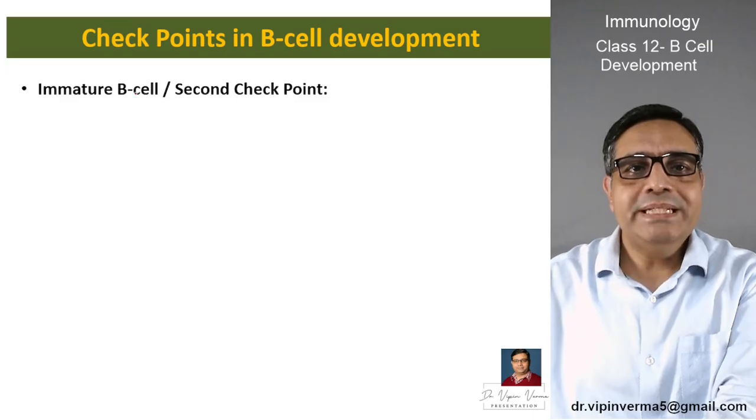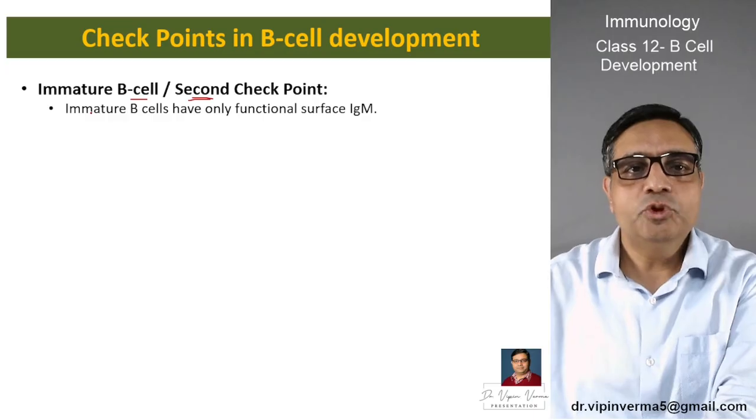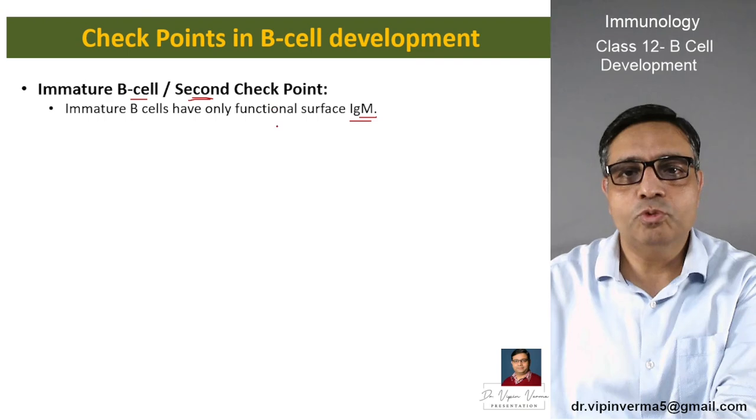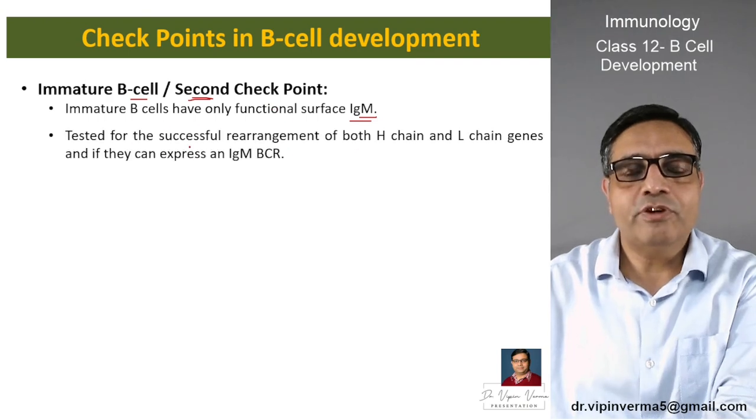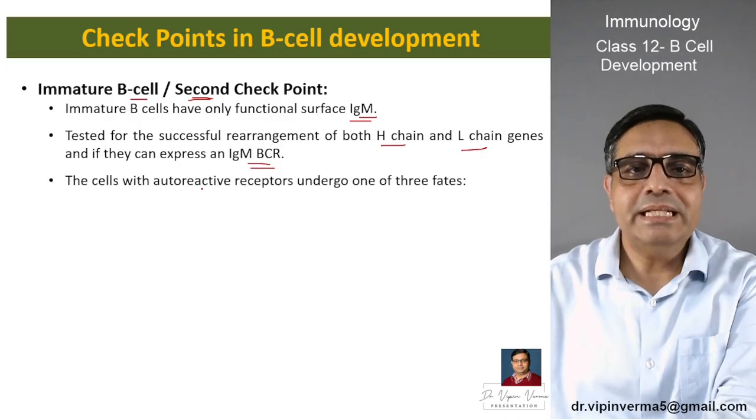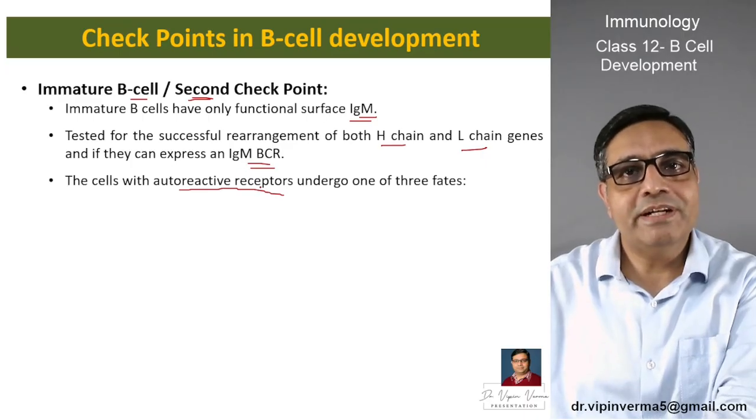Now, immature B cells also have the second checkpoint at this particular stage. Immature B cells have only functional surface IgM. We saw this two slides back, and these are tested for the successful rearrangement of both heavy chain and light chain genes, and if they can express the IgM BCR. The cells with autoreactive receptors undergo one of three fates.